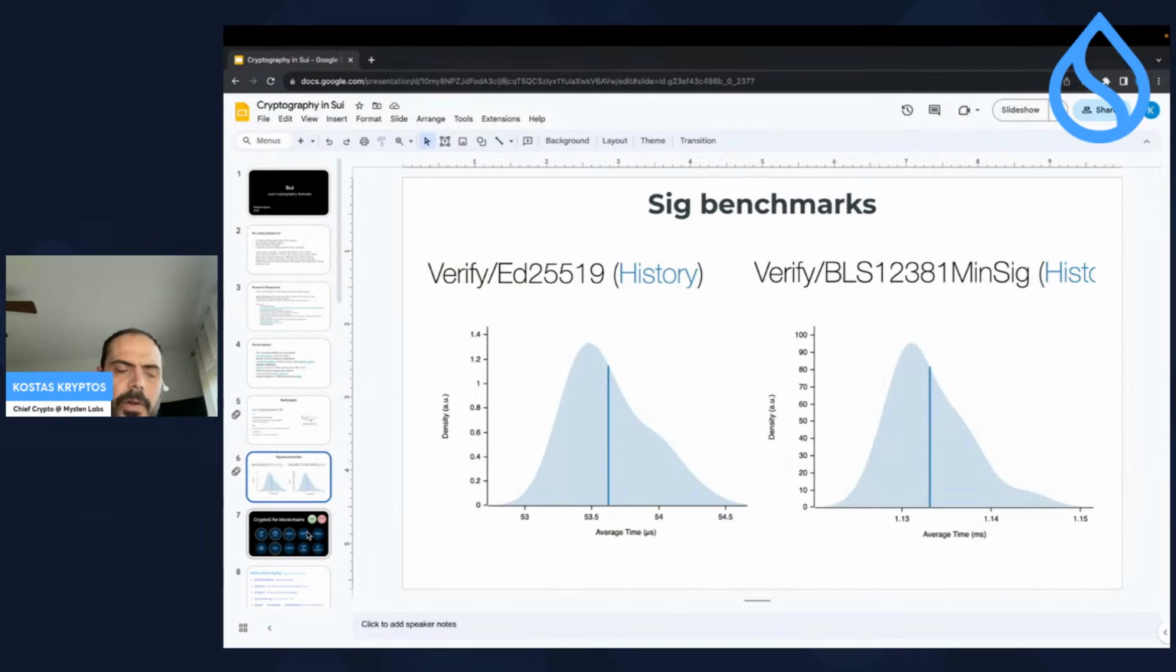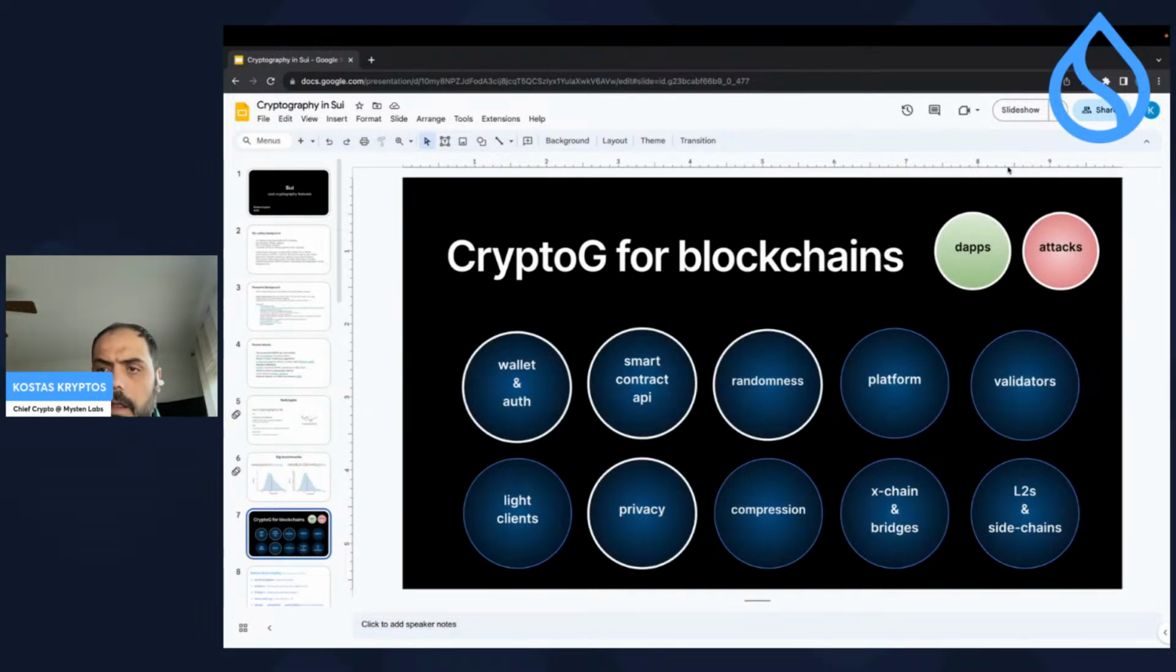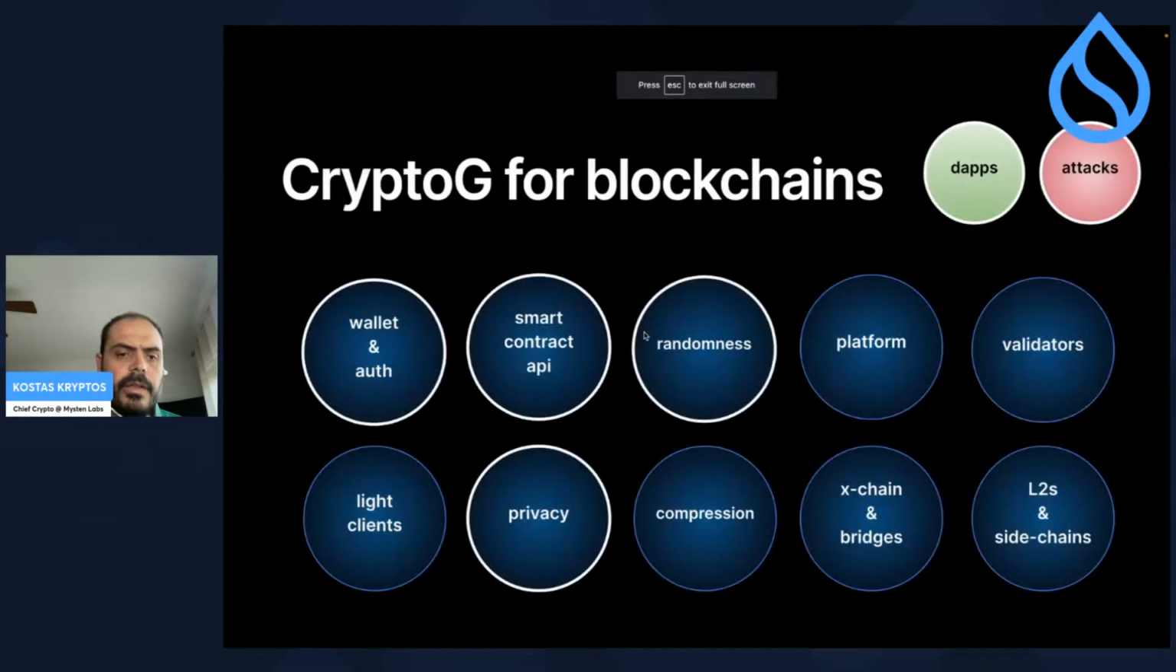Take a look, and whenever you have any question, I'm all ears. I want to help everyone to use it. And as I said before, outside Sui as well. So cryptography in blockchains is in many things, right?